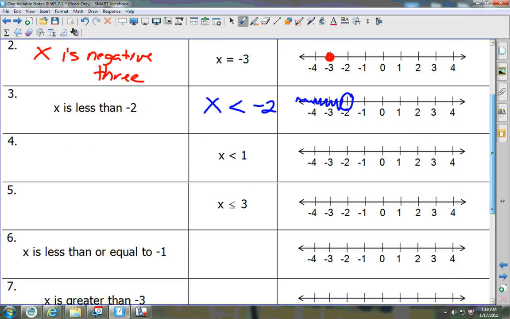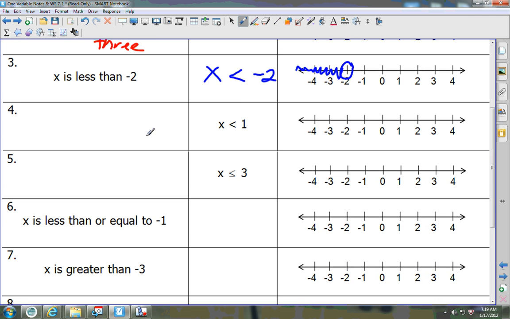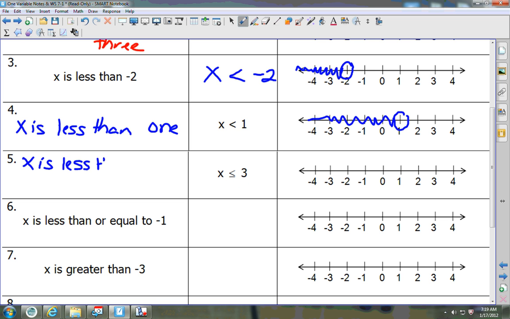Next one. What does this mean if I wrote it in words? X is less than 1. So now if I go over here to 1, I'm going to put an open circle. Less than, I'm going to shade to the left. This next one, x is, now this isn't just less than. What does that symbol mean? That symbol is less than or equal to.